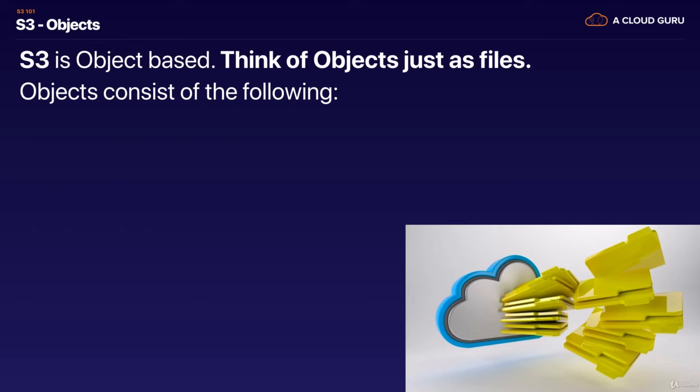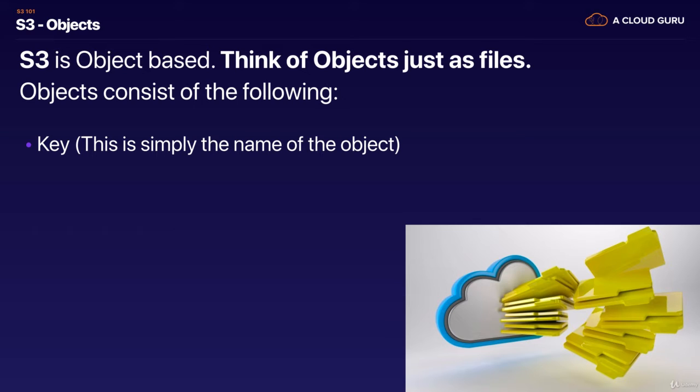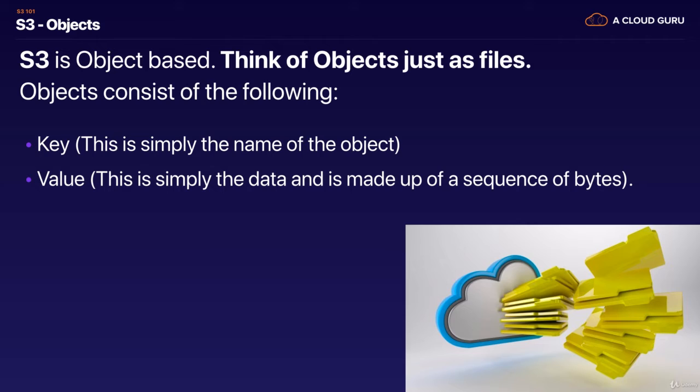Moving on, I keep saying that S3 is object-based, and just to think of objects as files. And objects basically consist of the following. So we've got a key, and this is simply the name of the object, so the file name of the object. We then have the value, and this is simply the data that is made up of a sequence of bytes, so it's just the data. We then have a version ID, and this is important for versioning, and we're going to have a lab on versioning, but effectively S3 allows you to have multiple versions of your file.